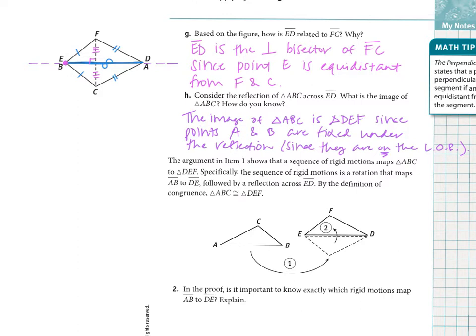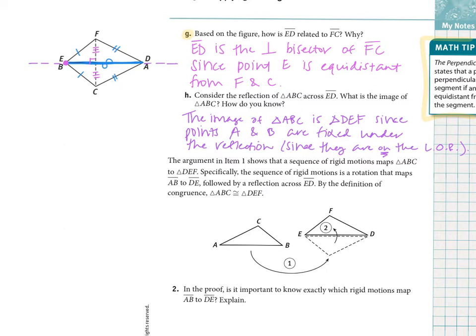Now something that I skipped over before that I definitely want to point out in the margin, you'll be able to see it in your textbook, is the perpendicular bisector theorem. It states that a point lies on the perpendicular bisector of a line segment if and only if it is equidistant from the endpoints of the segment, which is exactly what we answered in part G. So that's where I got this idea of point E being equidistant from F and C.